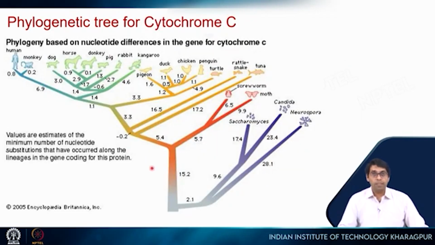So, a phylogenetic tree will look something like this. This tree has been constructed using a particular protein called cytochrome C. We have already seen cytochrome C in photosynthesis and respiration, right. The way the tree looks is that this is the ancestor. At different points of time, this branching happened, right.